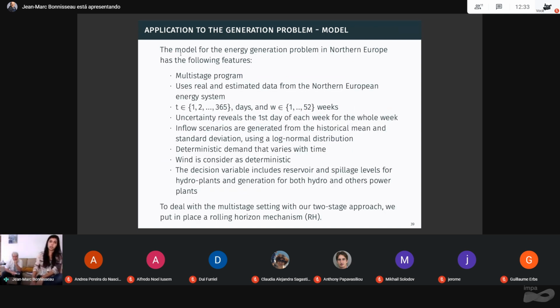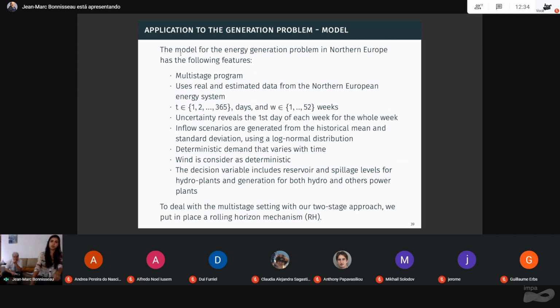The model for the energy generation problem in Northern Europe has the following features. First, it's a multi-stage program. Second, we use real and estimated data from the Northern European energy system. We have the time divided into T days and W weeks. Uncertainty is revealed on the first day of each week, so we treat the problem as linear inside each week. Inflow scenarios are generated from the historical mean and standard deviation, and we use the log-normal distribution because it better describes the inflows.